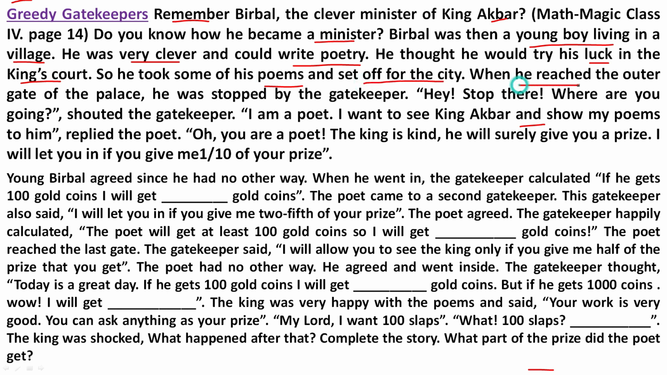When he reached the outer gate of the palace, he was stopped by the gatekeeper. "Hey, stop there. Where are you going?" shouted the gatekeeper. "I am a poet," Birbal replied. "I want to see King Akbar and show my poem."